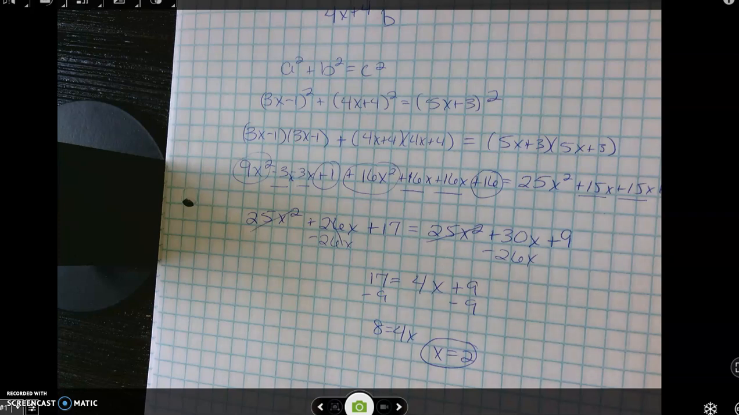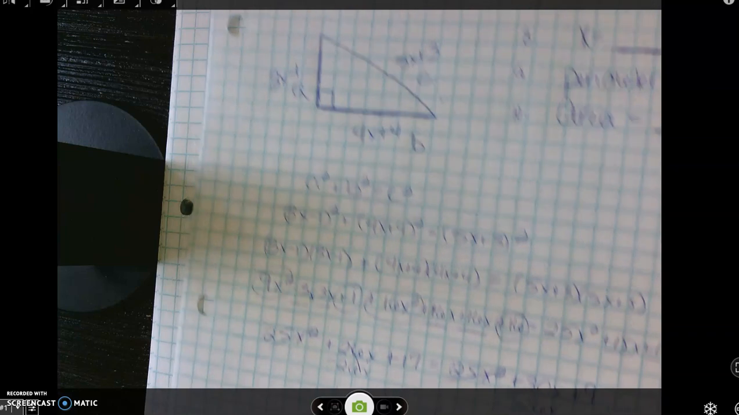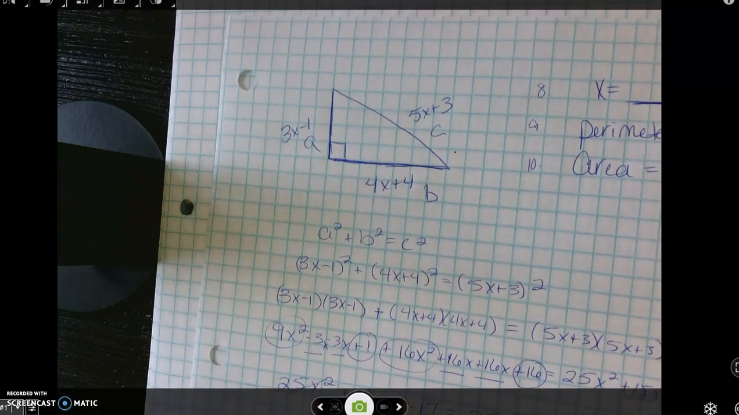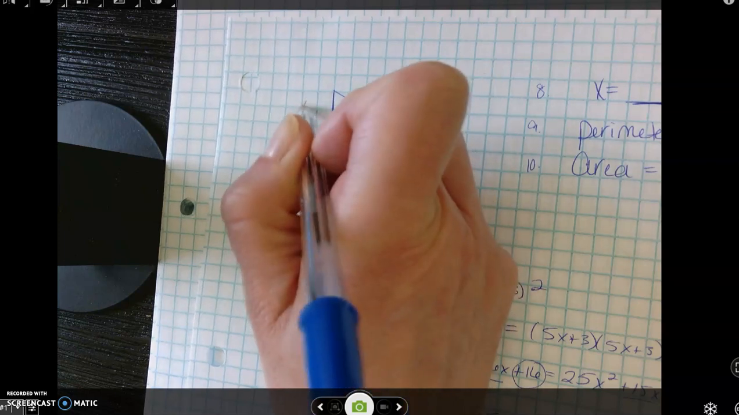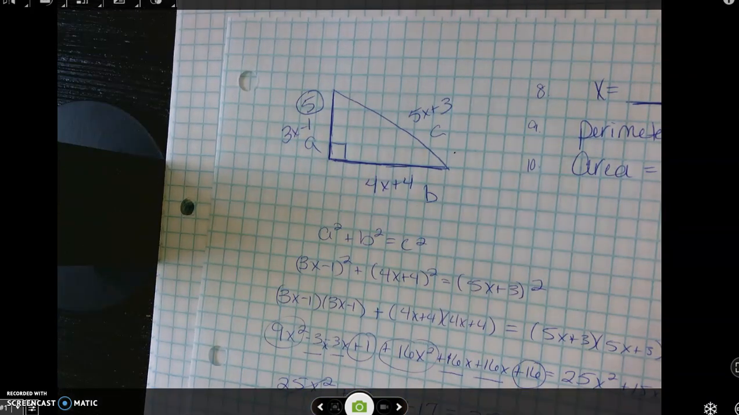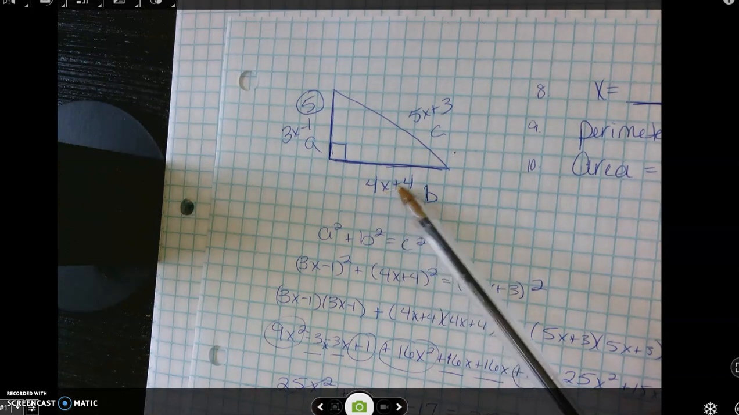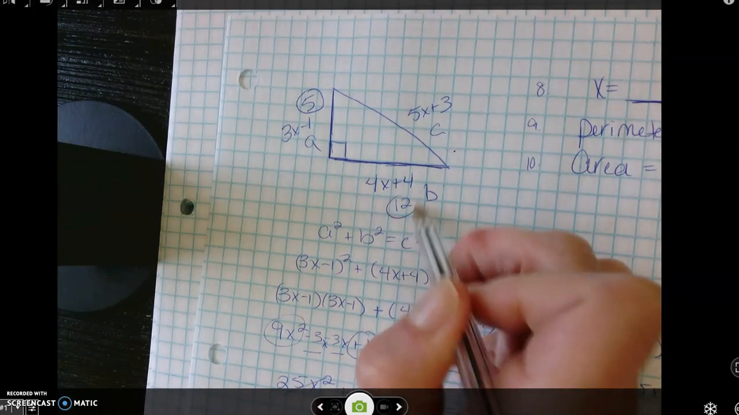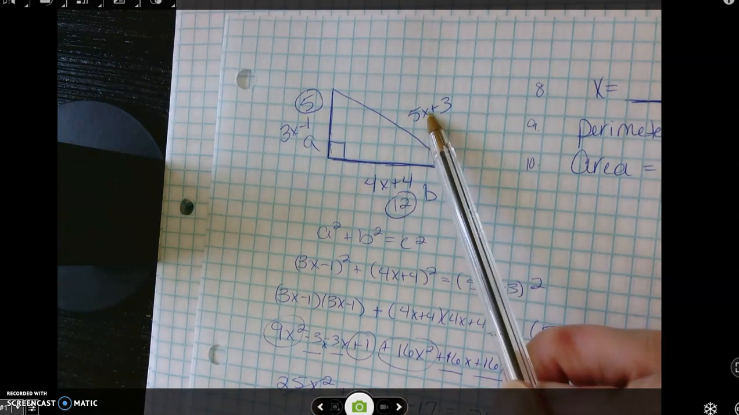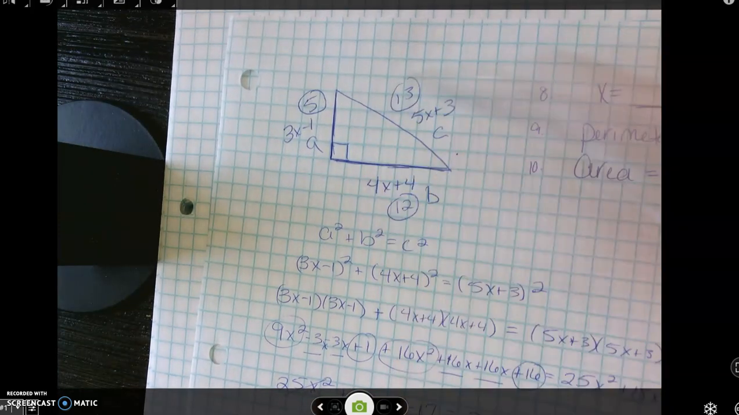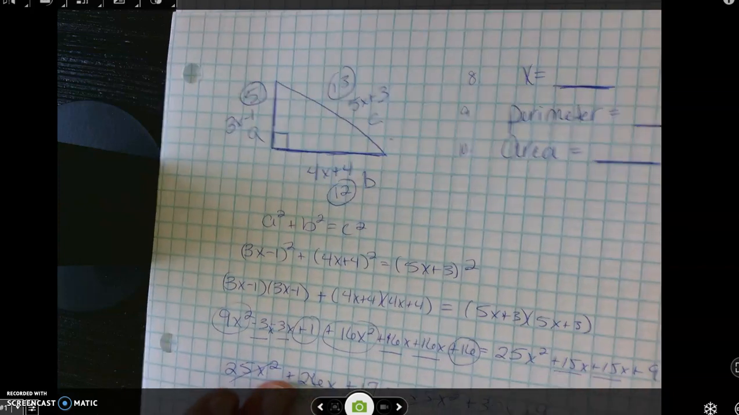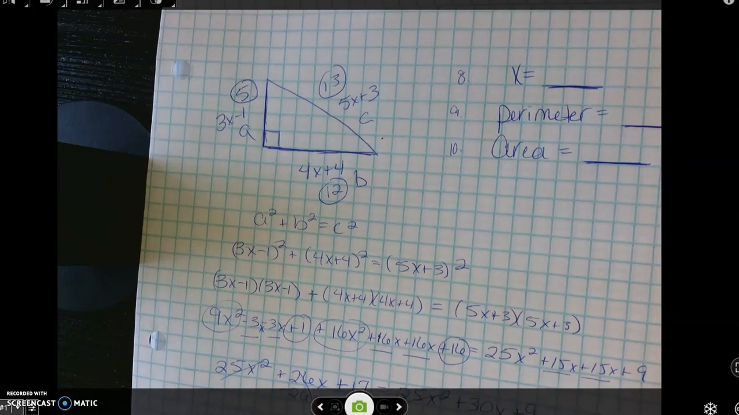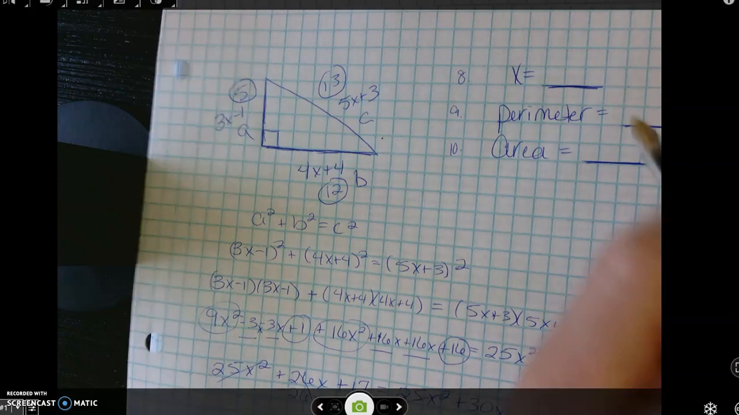So if x equals 2, I can go back to my triangle up here. That would mean side A would be 3 times 2 is 6 minus 1 is 5. Side B would be 4 times 2 is 8 plus 4 is 12. And 5 times 2 is 10 plus 3 is 13. Once I've got that, don't worry about those binomials anymore. Just use the numbers 5, 12, and 13. So my perimeter would be to add those up. So that'd be 25 plus 5 is 30.